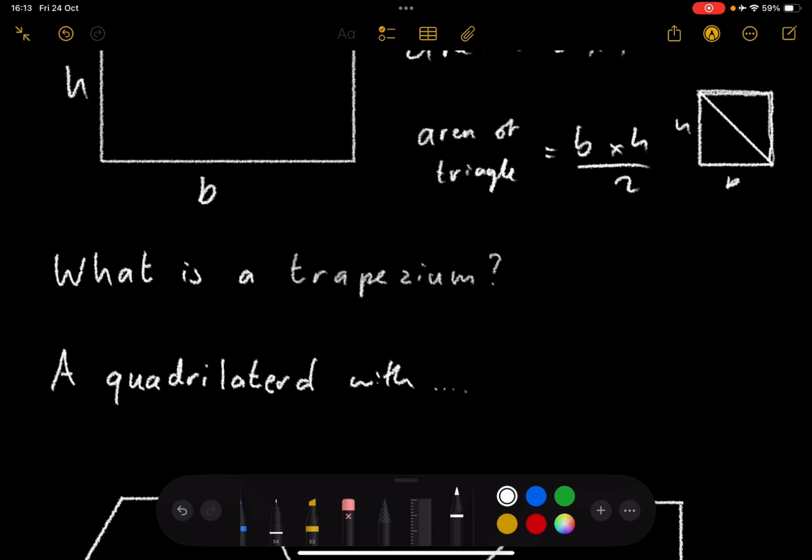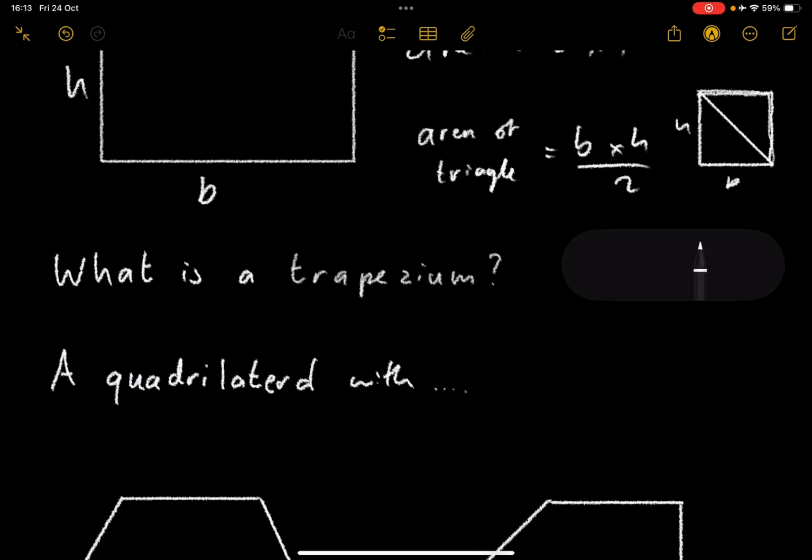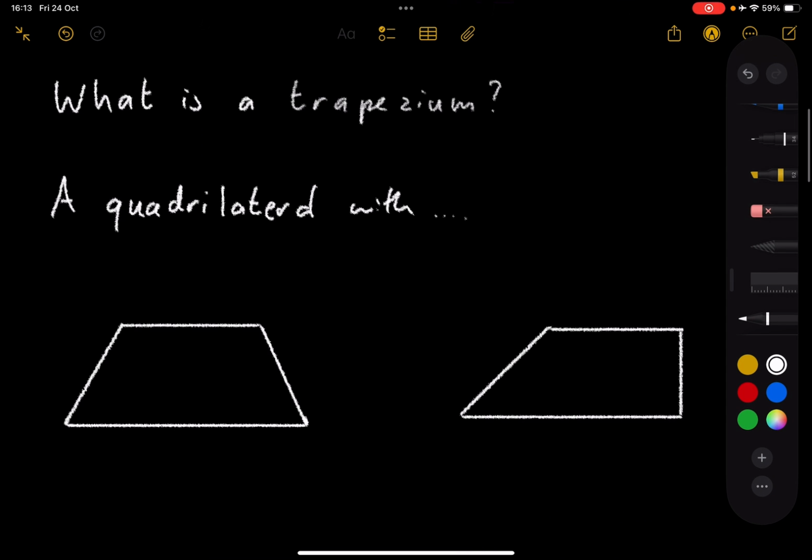Okay, so trapezium. You probably are familiar with them already in some way. It is a quadrilateral. Let me just rewrite that as well. So quadrilateral, which means it is a four-sided shape, and it has one pair of parallel sides. That's what makes something a trapezium.